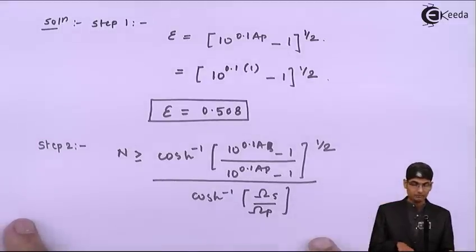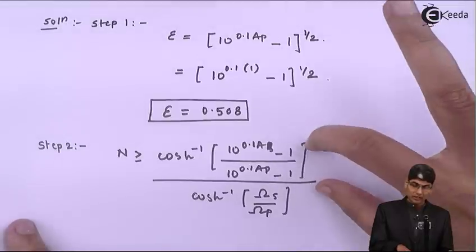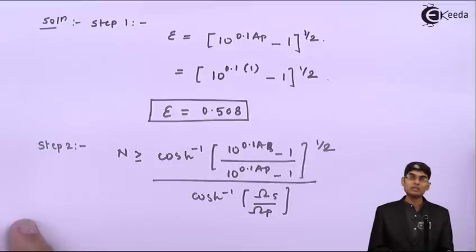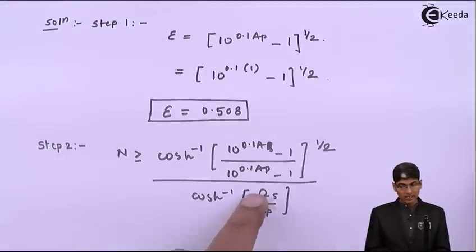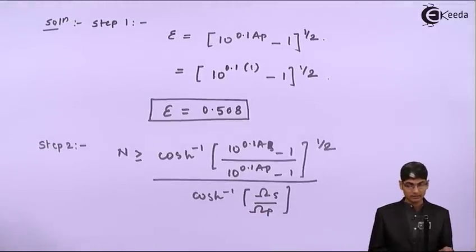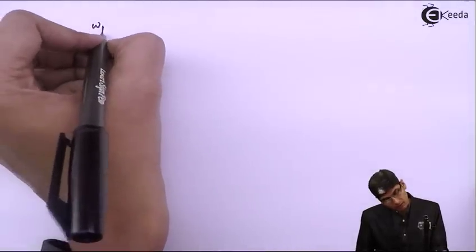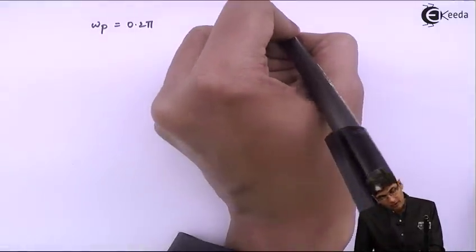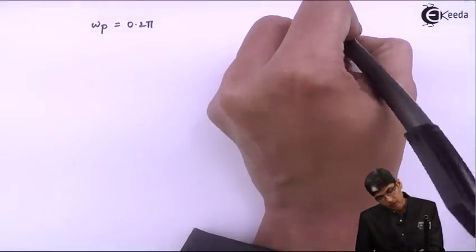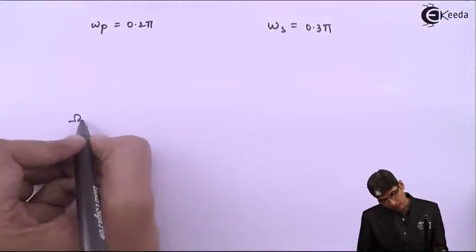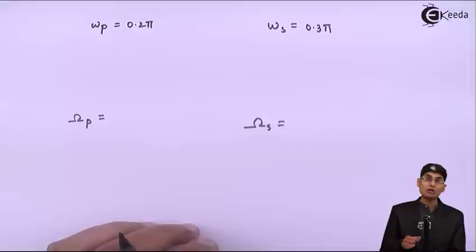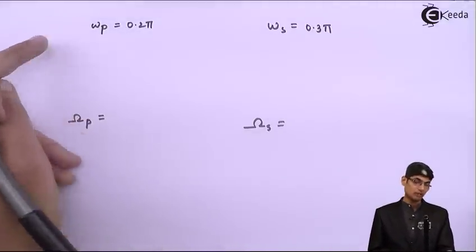So now we have the numerator factors available with us because they are given in the problem, but the denominator values, that is omega S and omega P, are not given to us. These are analog characteristics and the given characteristics in the problem are digital characteristics. For example, they have given us in this problem omega P, which is 0.2 pi, which is a digital frequency, and they have given omega S, which is 0.3 pi, which is also a digital frequency. I need analog omega P and omega S, right, to put in the order. So how to go from this value to this value?